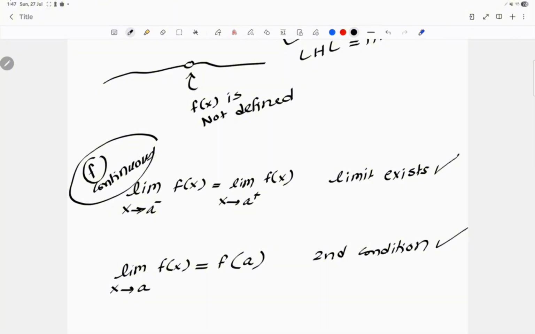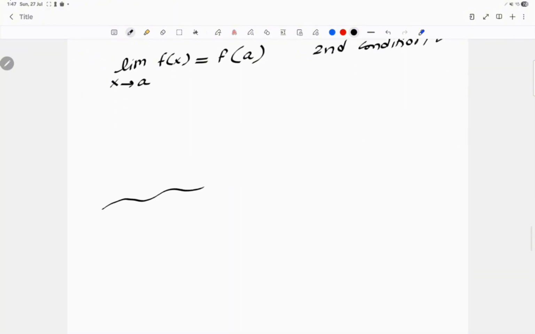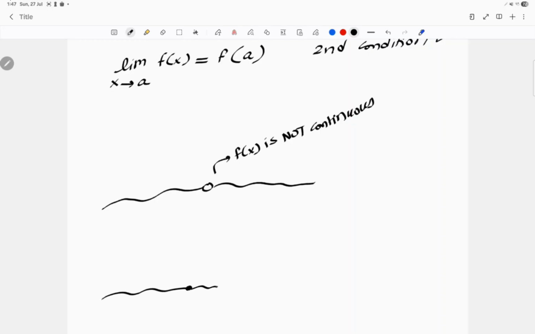For example, if you guys look at the book, if there is a hole, is the function continuous? No. A hole means that the function is not continuous. But if there is a dot, the function is what? Continuous. All right, guys? Dot means continuous, hole means not continuous. All right?